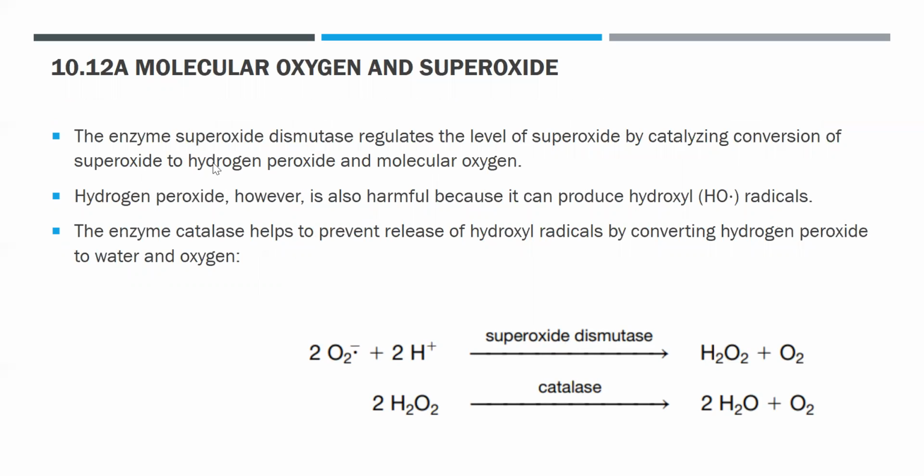So you have your molecular oxygen here. How does it happen? The enzyme superoxide dismutase reacts with a proton, an acid. Catalyzed by superoxide dismutase, which is a protein, it can convert to hydrogen peroxide. Once you have your hydrogen peroxide, in the presence of catalase, you can have water and oxygen being released.